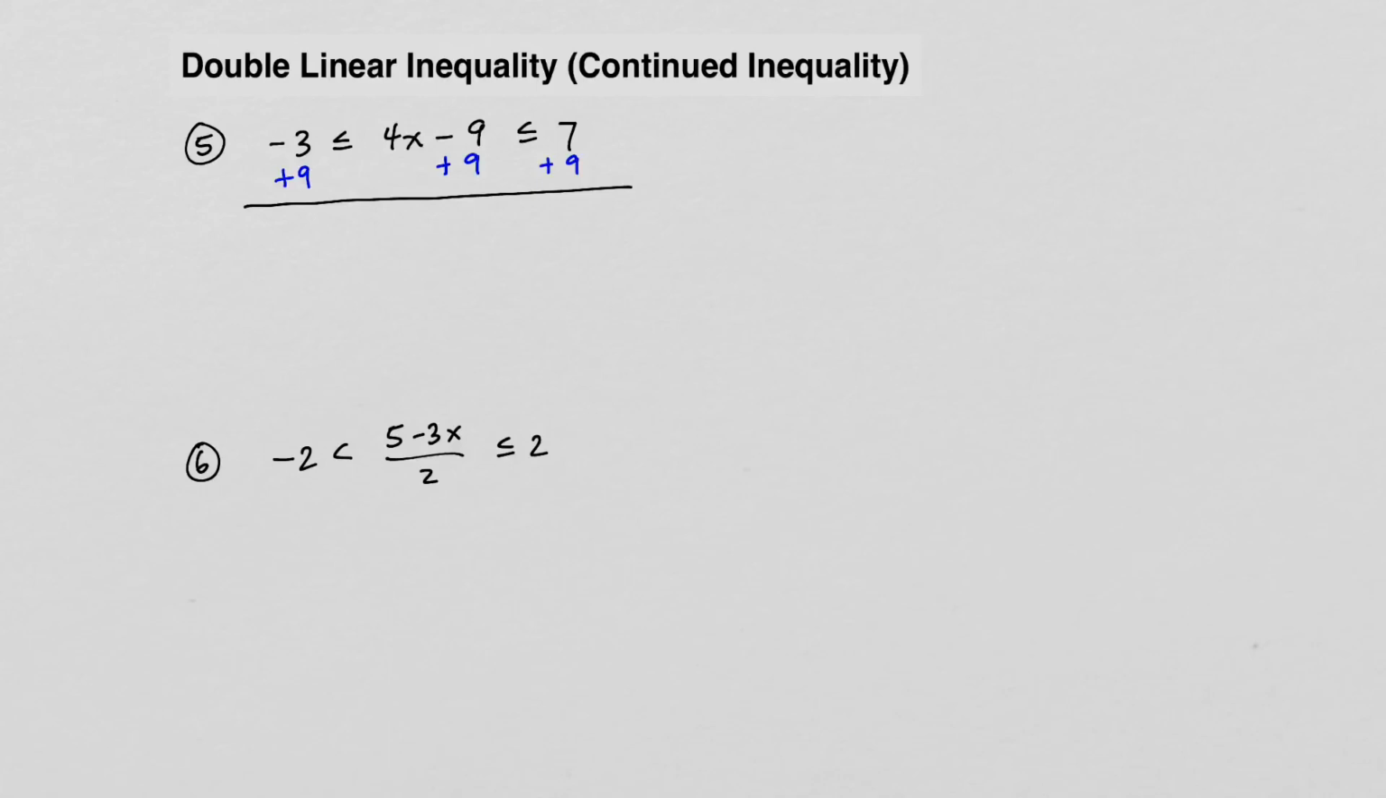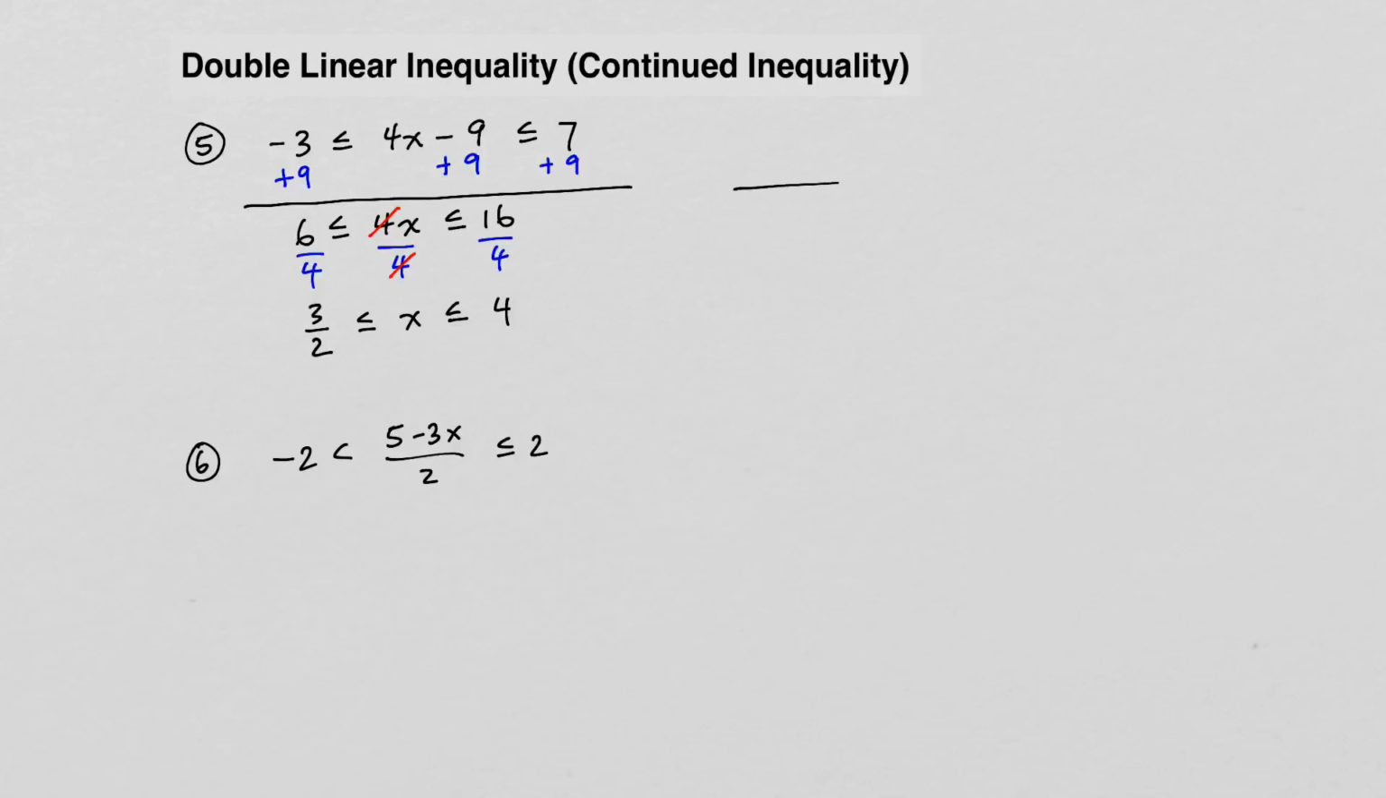So you just add 9 to each of the three parts. And when we do that, negative 3 plus 9 is 6. In the middle, we get 4x, and 7 plus 9 is 16. And then to get x all the way by itself, we just need to divide by 4 now. 6 divided by 4 is the same as 3 halves. 4x divided by 4 is just x. And 16 divided by 4 is 4.